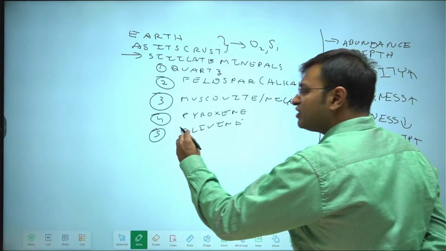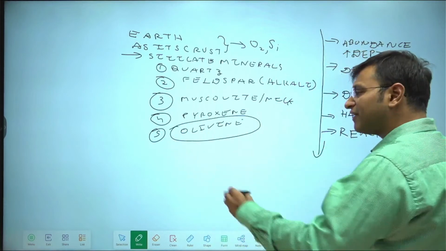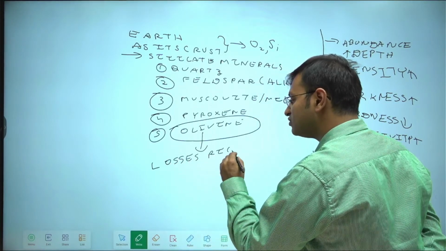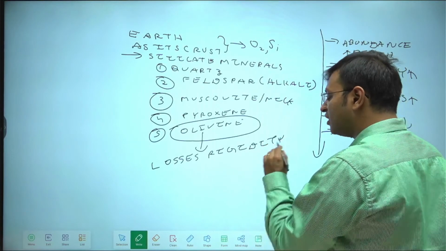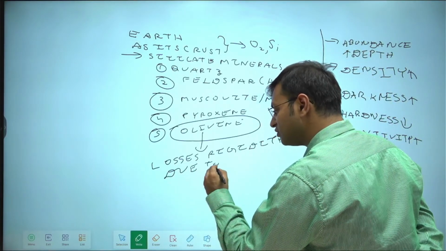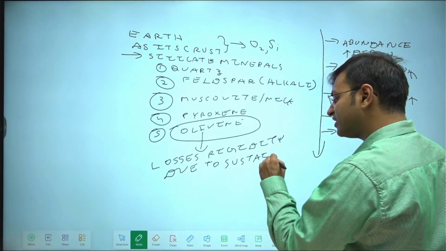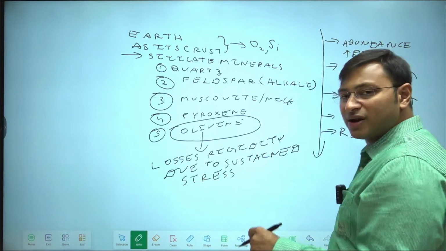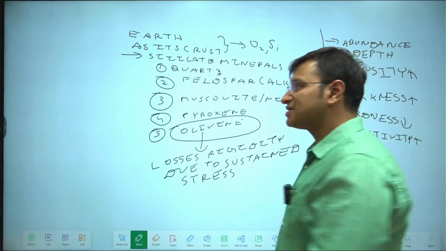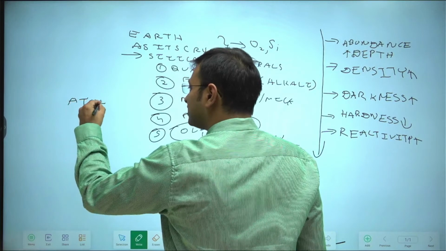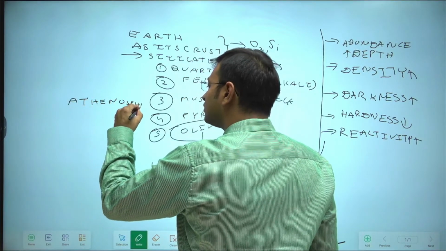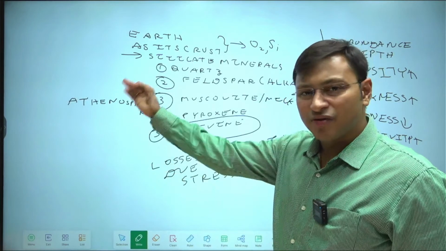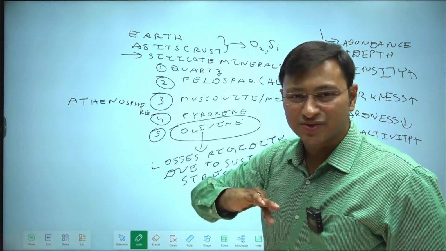So as we go into the interiors of the earth's crust, olivine loses rigidity due to sustained stress. And as it loses rigidity, the lower layers of the earth's crust, which is referred to as the asthenosphere. Okay, I will teach you what we mean by asthenosphere. Not the lowermost layer, but the layer just below, at a depth of around 100 kilometers. From 100 kilometers to 300 to 400 kilometers, it is called the asthenosphere.